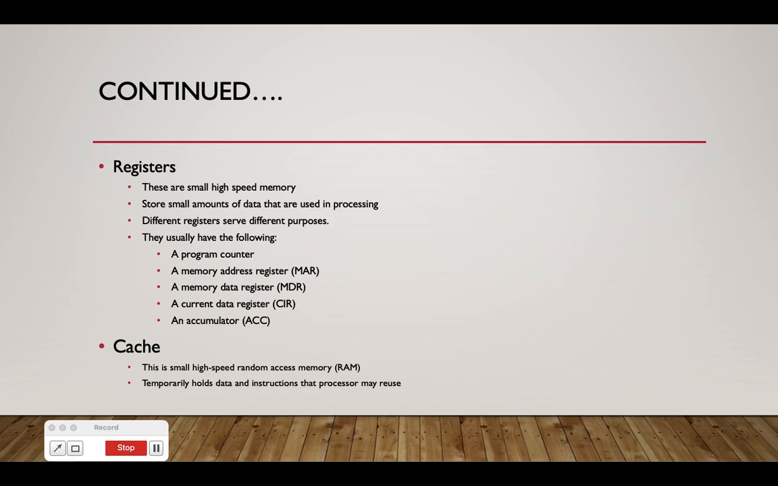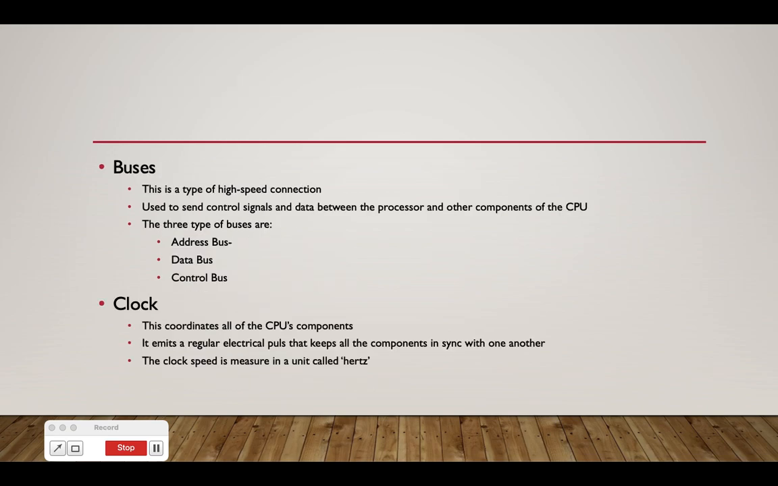The cache is a small high-speed random access memory, RAM, and it temporarily holds data and instructions that the processor may reuse. The buses are a type of high-speed connection, and it's used to send control signals and data between the processor and other components of the CPU. The three types of buses are the address bus, the data bus, and the control bus.